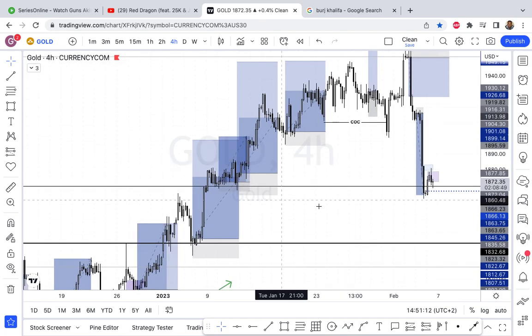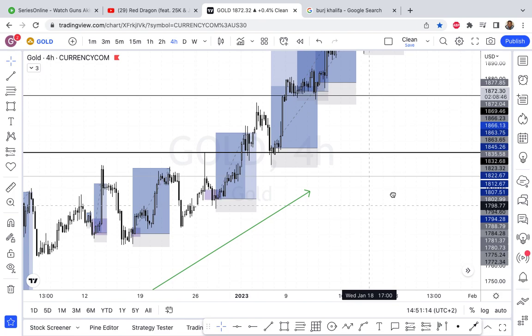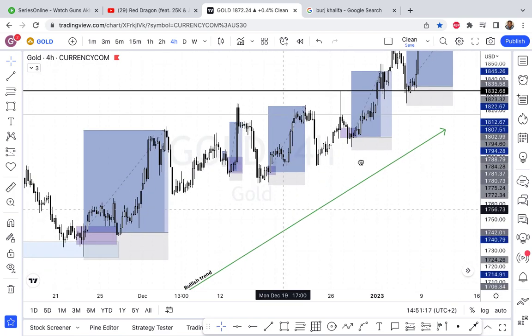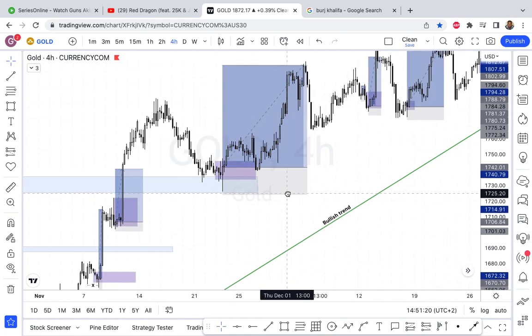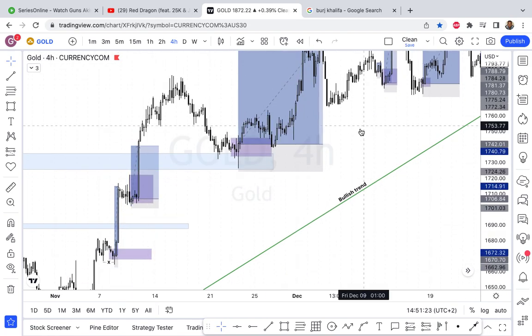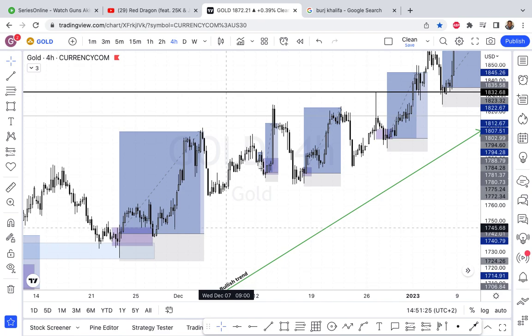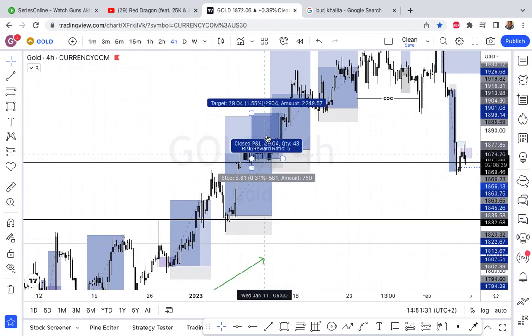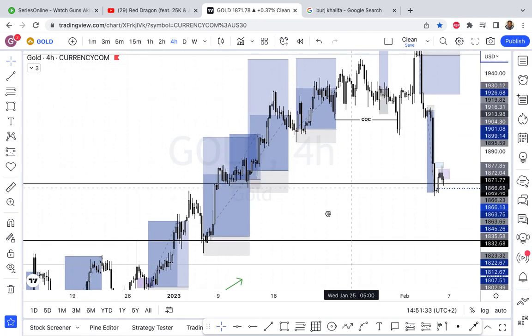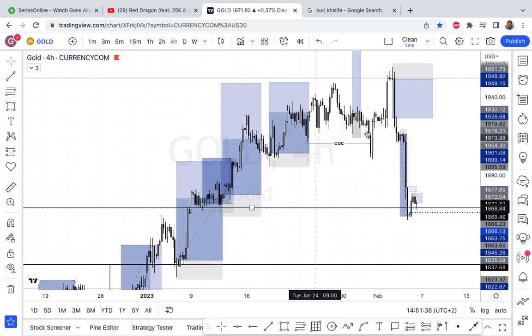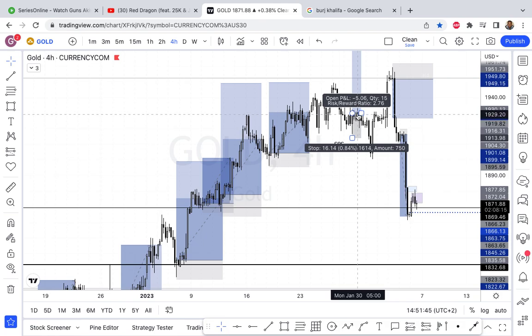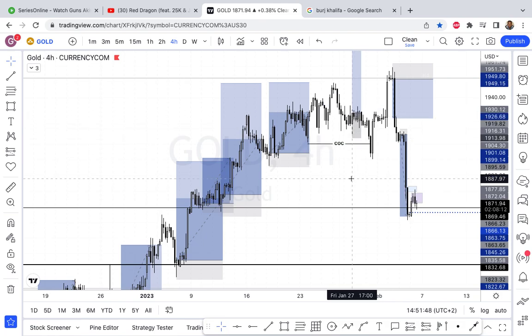This would have been just for this bullish trend. How many positions did you take off the market? 1, 2, 3, 4, 5, 6, 7, 8, 9, 10. Okay, 10 entries on the way up, which means 10 times 5 is 50R, right? And 1 loss, so it's 49R on your risk reward.